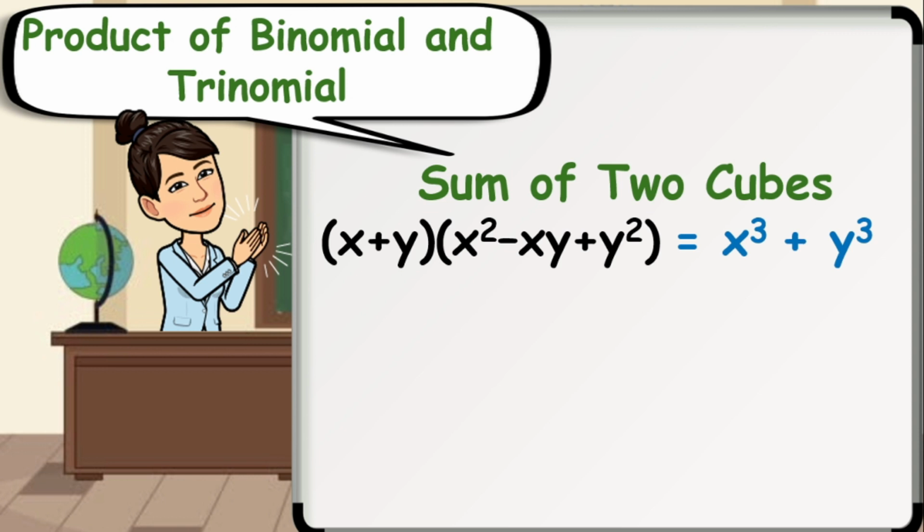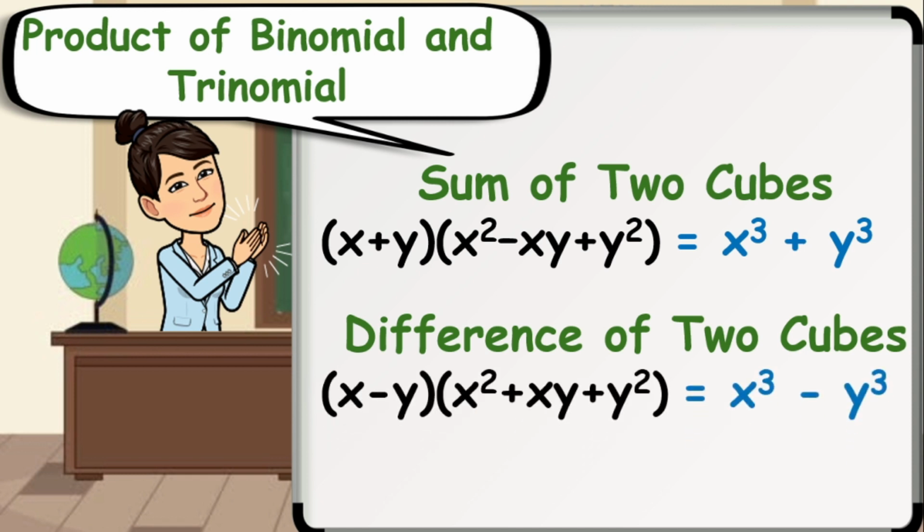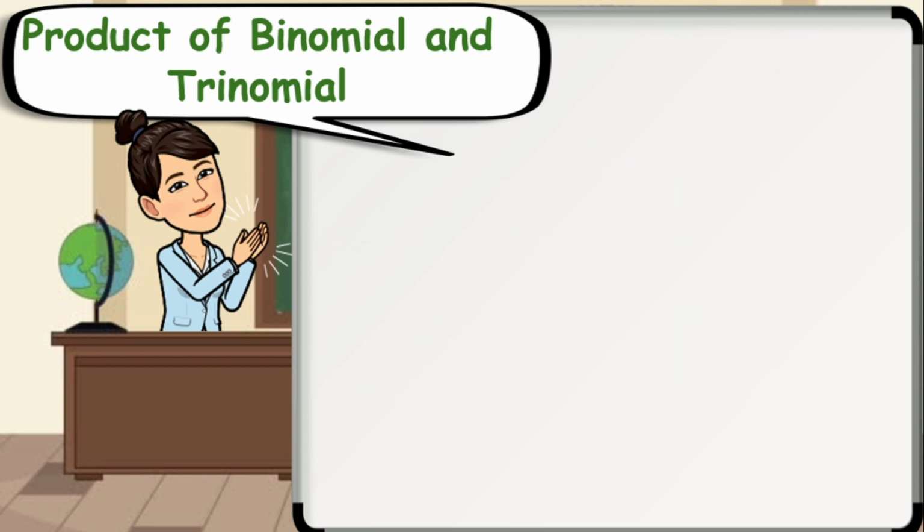The same rule applies on the difference of two cubes. There's just only a little difference on the operations. If the operation on the binomial is minus, then the operation on the trinomial must be all addition. And the product would be x cubed minus y cubed. Note that the final answer should always have two terms. Let's have the illustrative examples.